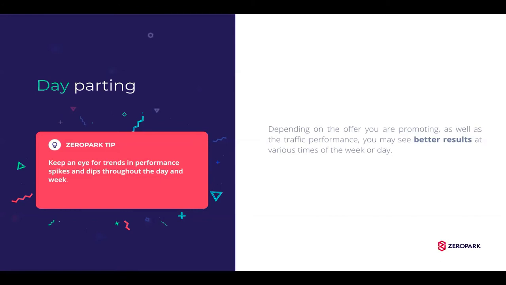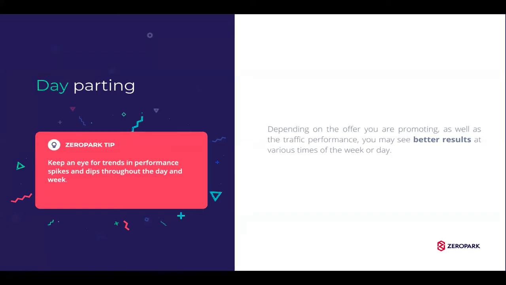So being able to identify, for example, what time of day is working best, what day of the week is performing best, can really help your campaign run at the most efficient times. Dayparting is a very overlooked feature that can help greatly in improving the performance of your campaign. Keep an eye, when running your campaigns, for trends in performance spikes and dips throughout the day and week. We tend to recommend optimizing this once you have the campaign running for at least a couple of weeks.